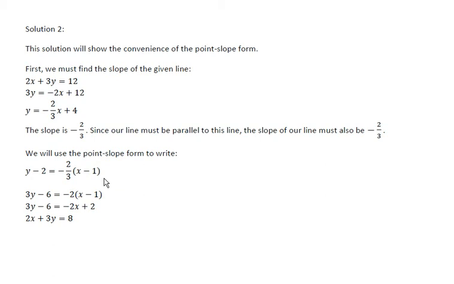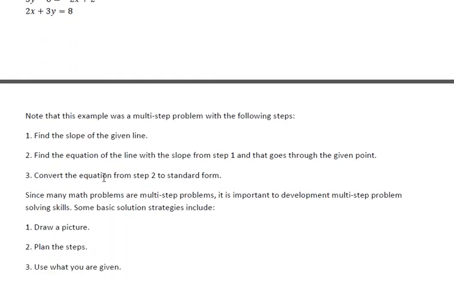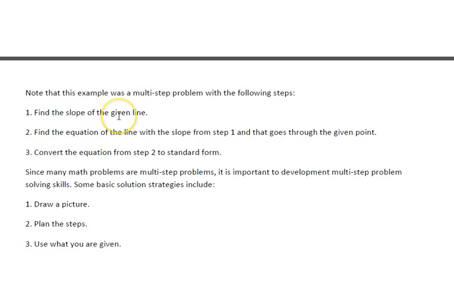It's important to understand that this problem was a multi-step problem. We first had to find the slope of the other line, using the fact that our line was parallel to that. Then we needed to use the fact that we were given a point and write the equation of our line, and finally we had to rearrange it to transform it into standard form. That's shown here: find the slope of the given line, find the equation of the line with that slope that goes through the point, convert to standard form.